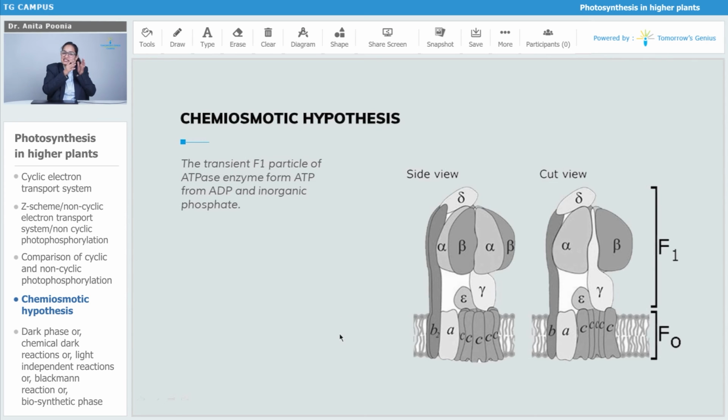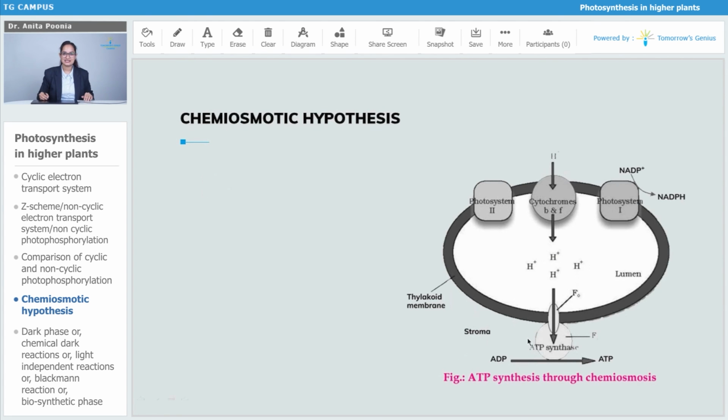The transient F1 particle of the ATPase enzyme forms ATP from ADP and inorganic phosphate. You know, ADP plus inorganic phosphate gives you ATP. So here one molecule of ATP is formed when two protons pass through the ATPase.